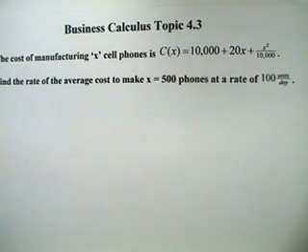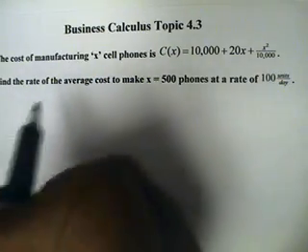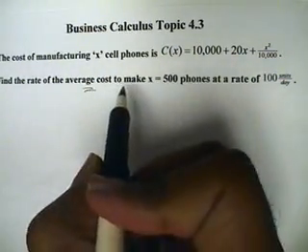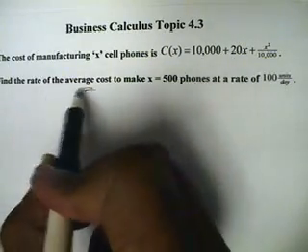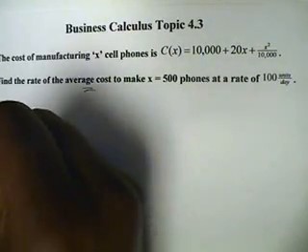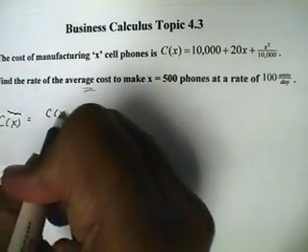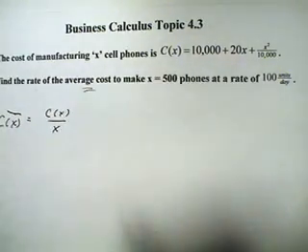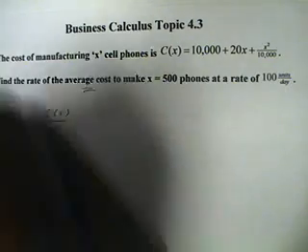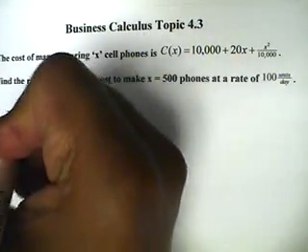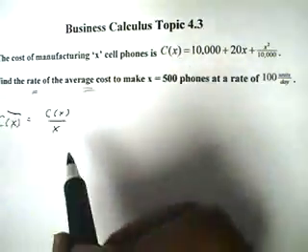We want to find the rate of the average cost to make 500 cell phones at the rate of about 100 units per day. Now, since we're being asked for average cost, the average cost function is created by taking the cost function and dividing it by x. Once we do that, we're going to find the rate, which means we're going to find a derivative of that.